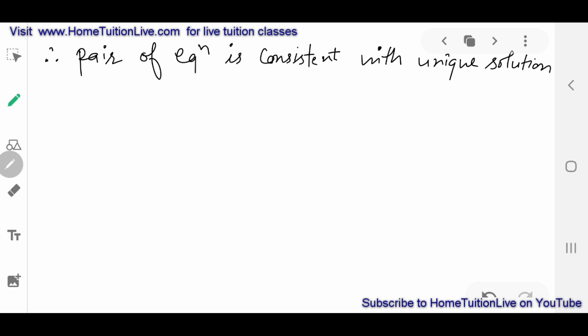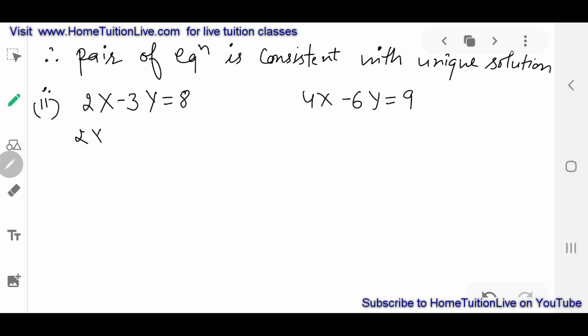Next part is 2x minus 3y equals to 8, 4x minus 6y equals to 9, 2x minus 3y minus 8.